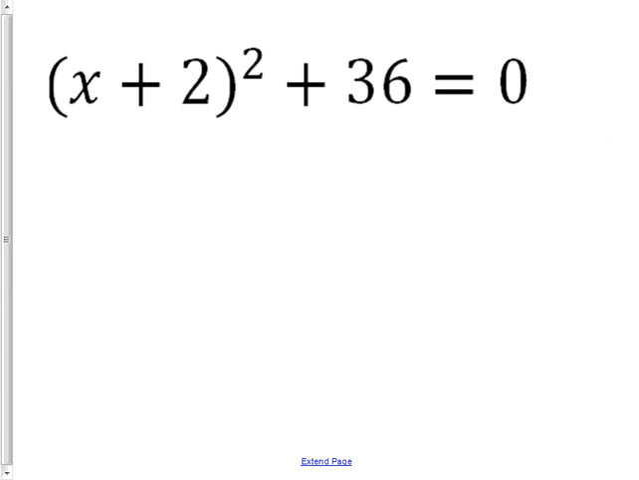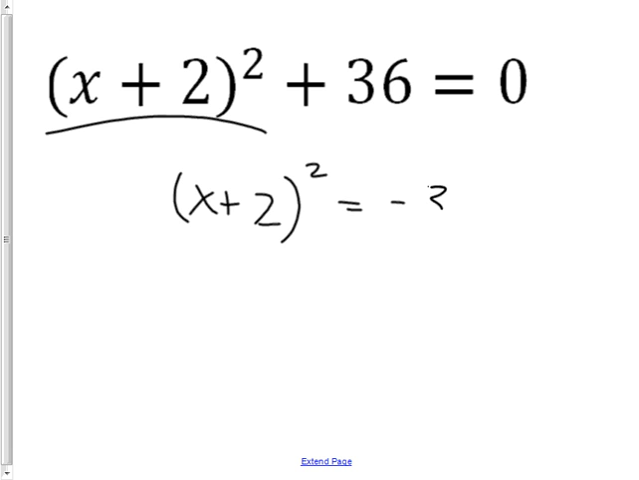All right, this one, get the clump alone. This is the clump. Get the clump alone. Hopefully you knew that meant to subtract 36. X plus 2 squared equals negative 36. Now we get to square root it. Square root, square root.